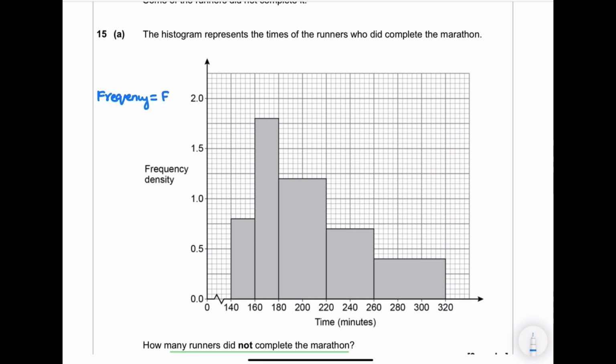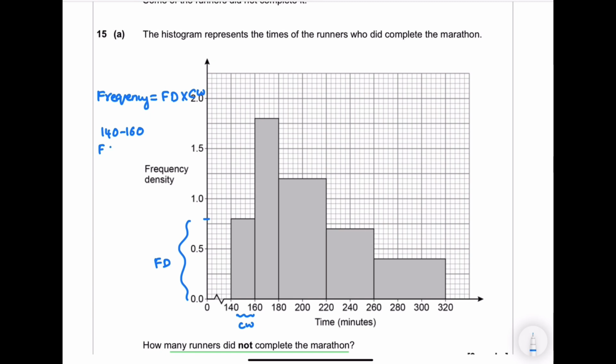To find the frequencies, we use the areas of these bars. Frequency density times class width will give us the frequency in each bar. Class width is the horizontal side and frequency density is the vertical side of these bars. So these are like rectangles. If you find the area of these rectangles, we will get the frequency.